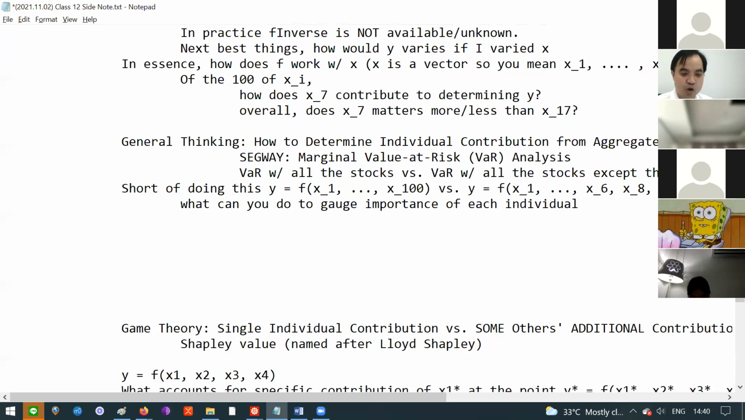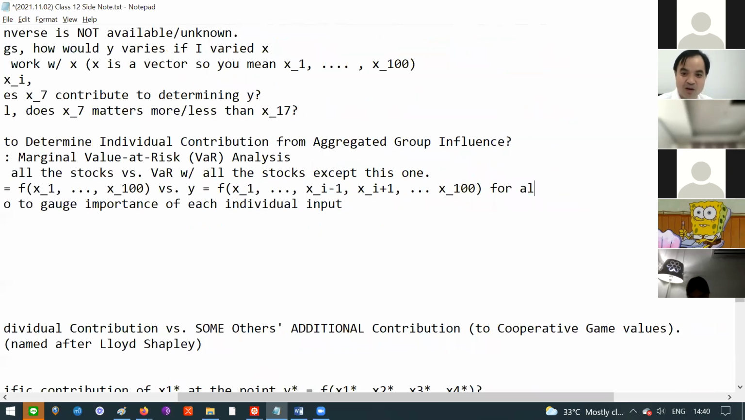So instead of x6 and skipping to x8, I'm going to say x to the i minus 1 and x to the i plus 1, for all i. Short of doing this, that's too much. So what can you do?